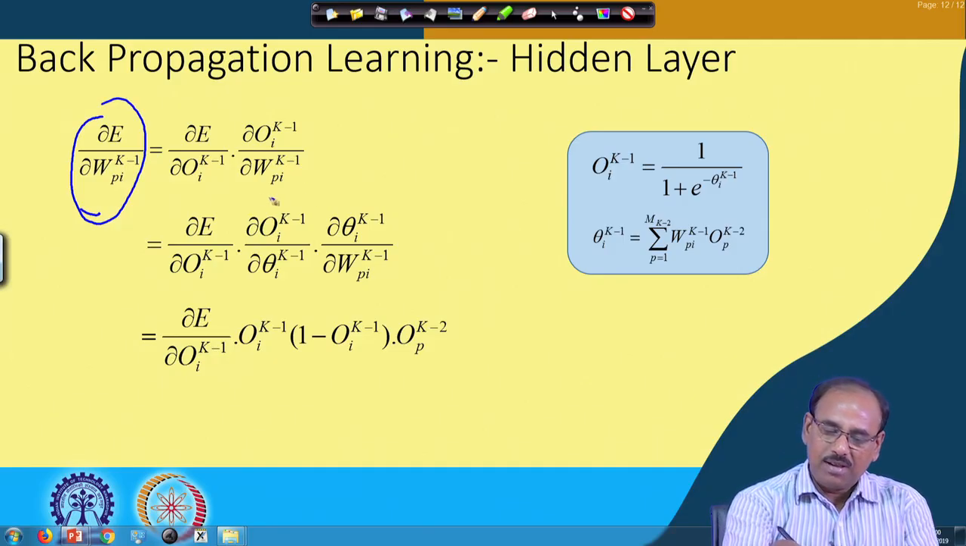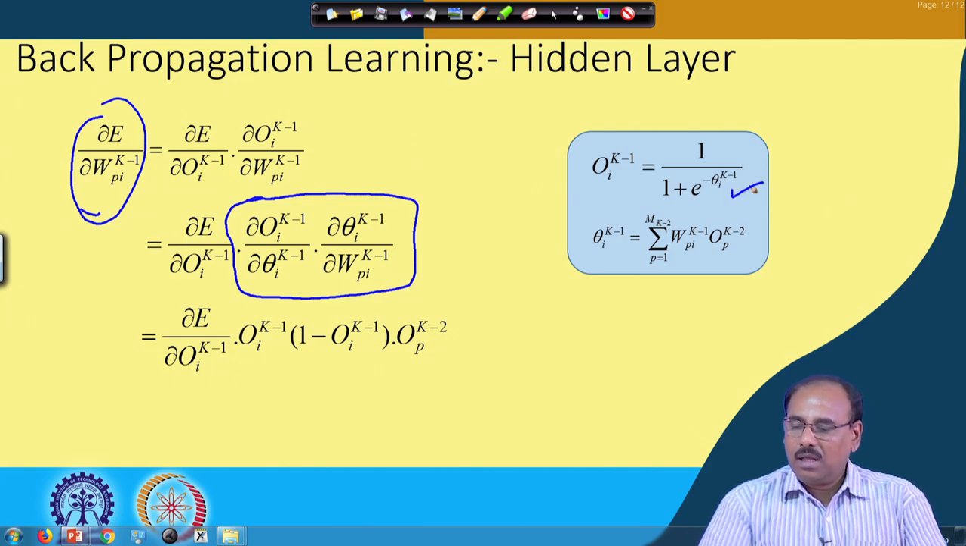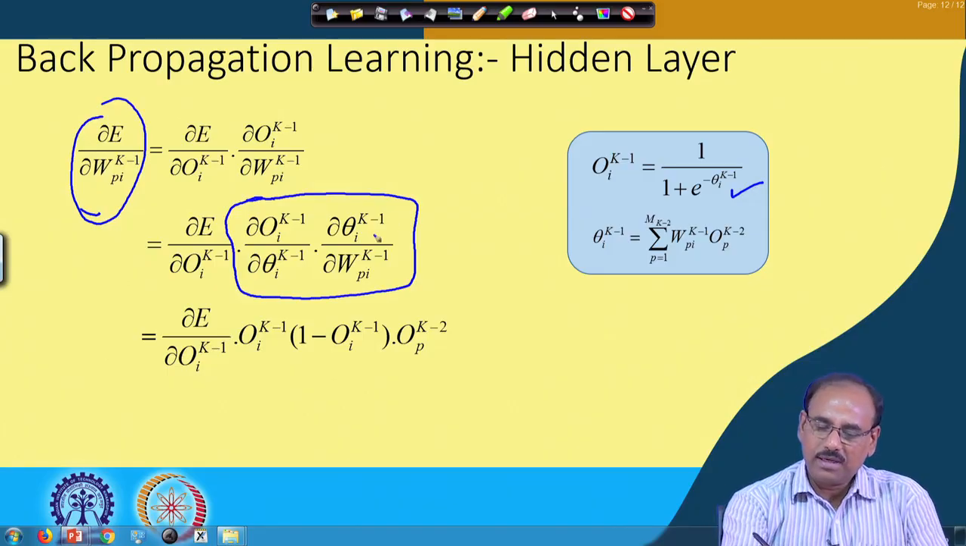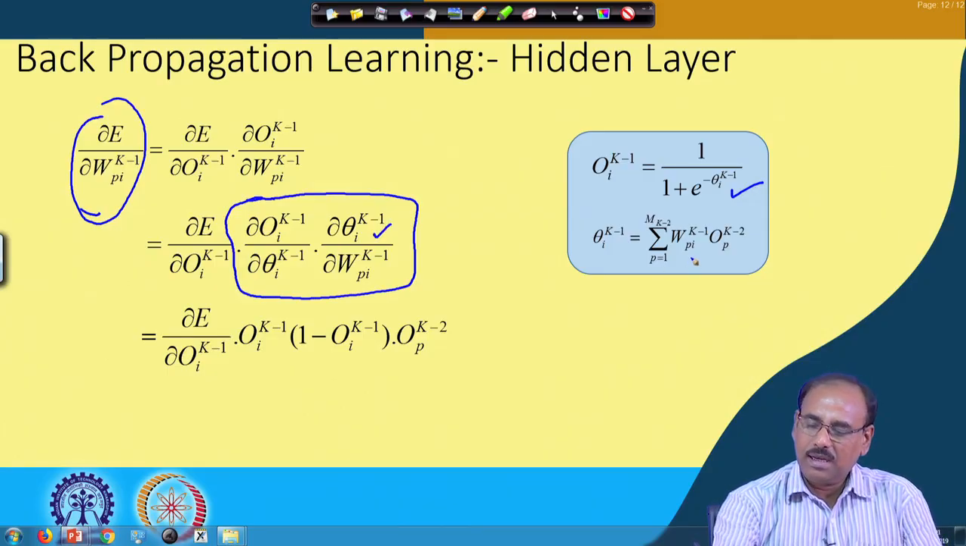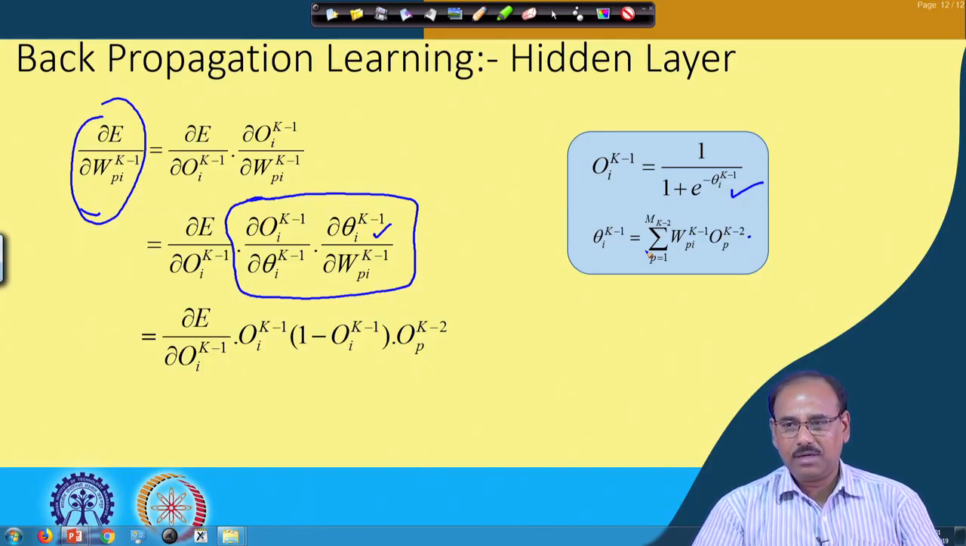So, these two are very simple, because I know that O_i^(k-1) is just the sigmoidal function of theta_i^(k-1), and I also know that theta_i^(k-1) is nothing but the summation of W_pi^(k-1) O_p^(k-2), where you take the summation from p equal to 1 to M_(k-2). You remember that we are considering the (k-2)th layer.